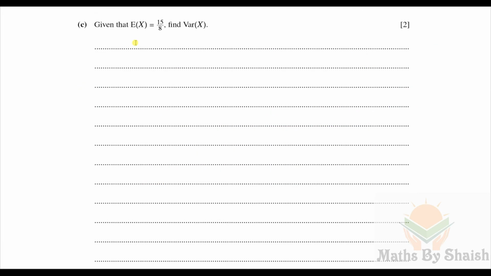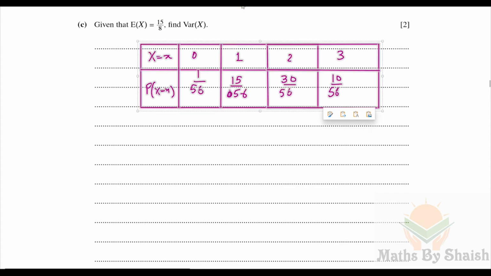And here's the C part. Given that E(X), expectation of X, is 15 over 8, find the variance of X. So I'll bring the distribution table here so that we can calculate it. Here's the distribution table. Now we can see that expectation is 0 into this, 1 into this, 2 into this, and 3 into this. So what we are going to calculate is the variance of X. And variance of X is expectation of X square minus square of expectation of X.